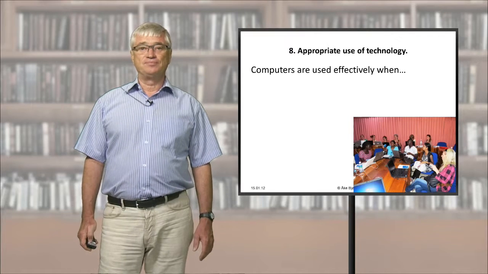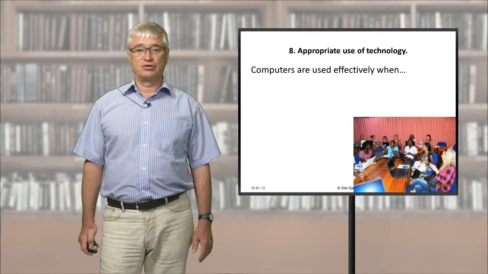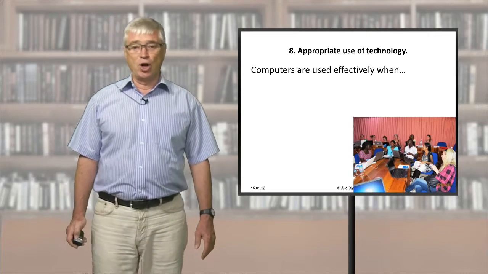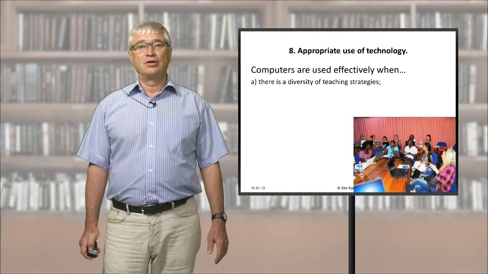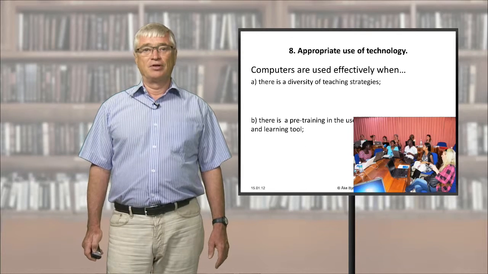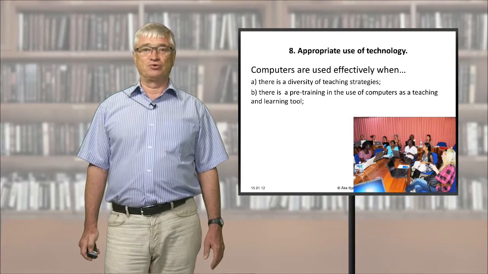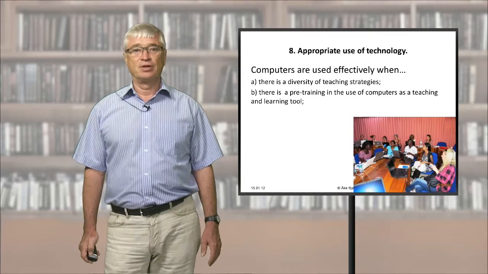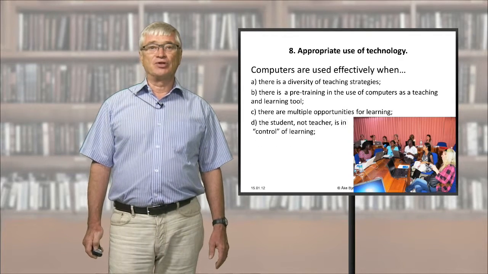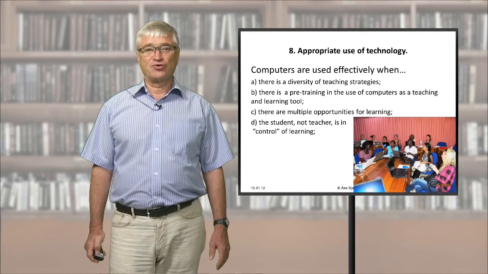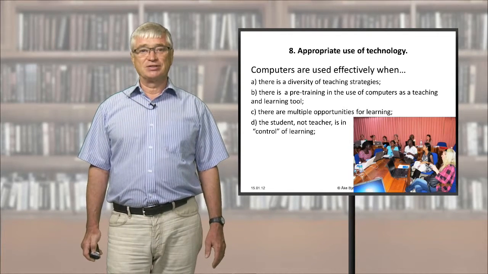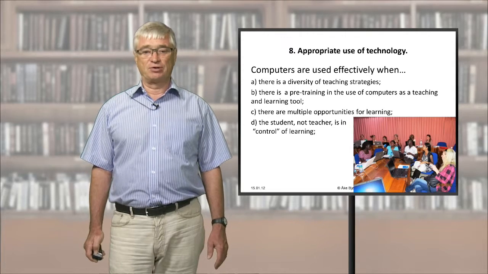The 8th factor, appropriate use of technology. Computers are used effectively when there is a diversity of teaching strategies. There is a pre-training in the use of computers as a teaching and learning tool. When there are multiple opportunities for learning. And when the student, not the teacher, is in control of learning. Peer learning should be optimized, and feedback should always be optimized.